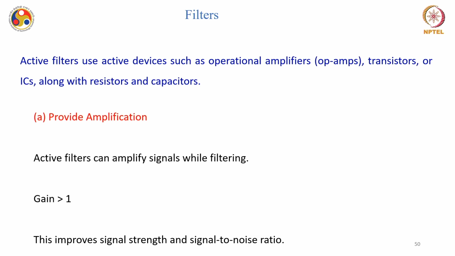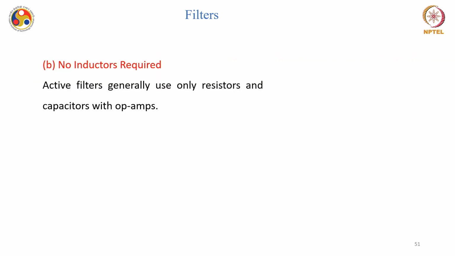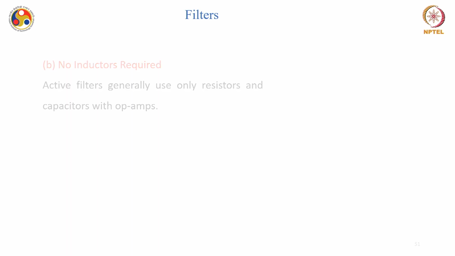So, active filters, as I have mentioned earlier, also use active devices such as op amps, transistors, ICs, along with passive components like resistors and capacitors. These active filters can provide you amplification. They can amplify the signal while also doing filtering, and mostly the gain is of course greater than 1, and this improves signal strength and signal to noise ratio. At the same time, it is also filtering. No inductors are required. That is why I told initially also that we will study these active filters where we will avoid any kind of inductors. Active filters generally use only resistors and capacitors with op amps.